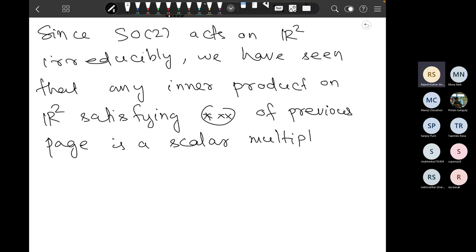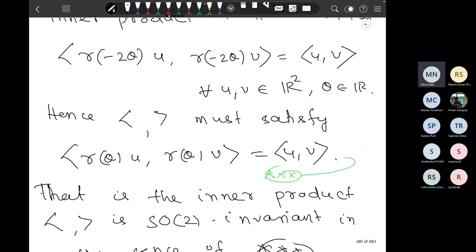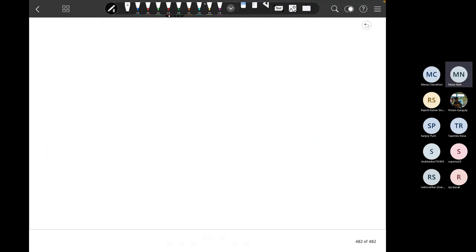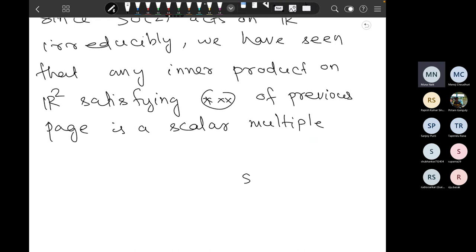Muna, you mean transitively, so SO2 acts on R2? Irreducibly. Irreducible, so then I don't understand the meaning. The action of SO2 on R2 is irreducible. Last lecture, have you missed that lecture? Yeah. Fine. I have shown that in R2 there is a unique inner product up to scalar multiple which respects this, so that inner product is SO2 invariant. This dot product is SO2 invariant, you can take that example also, but I am saying that this choice has to be unique up to scalar multiple.